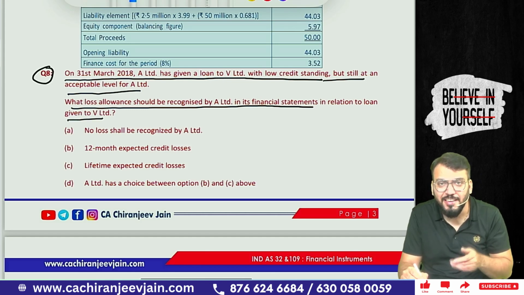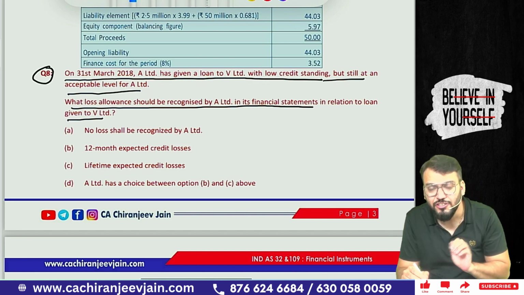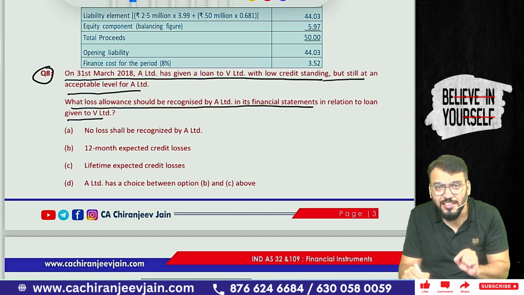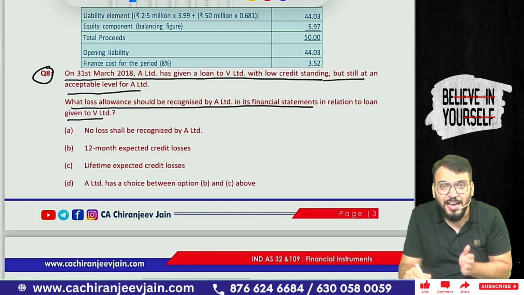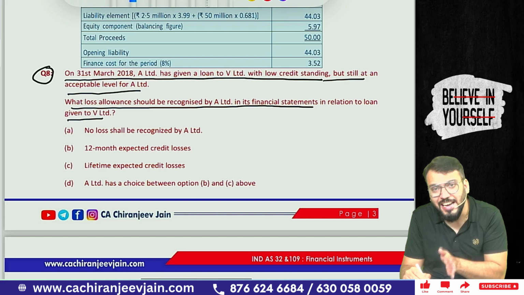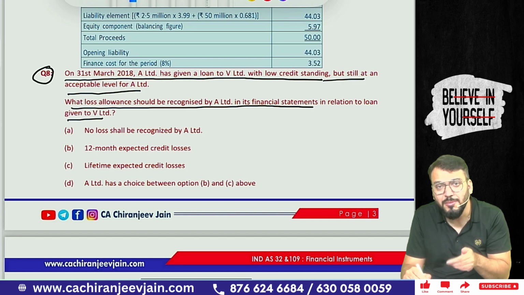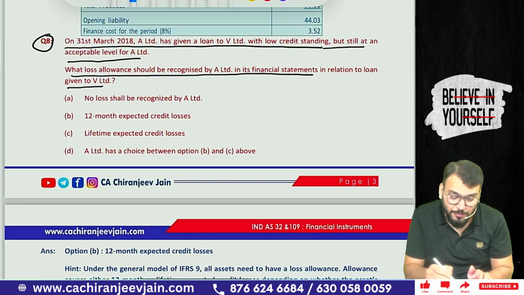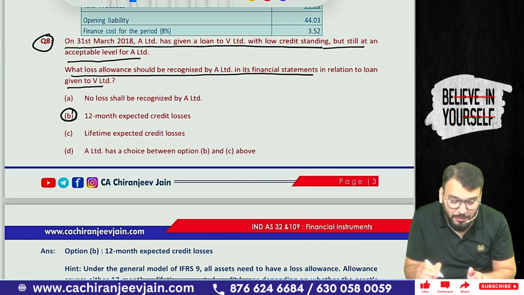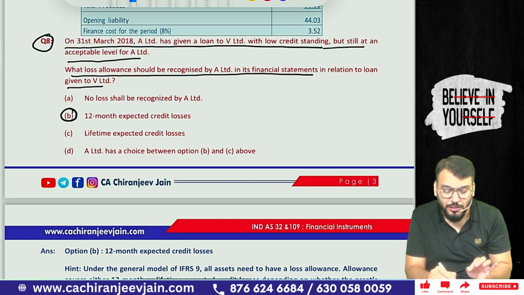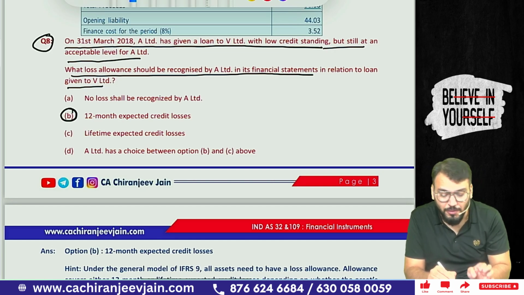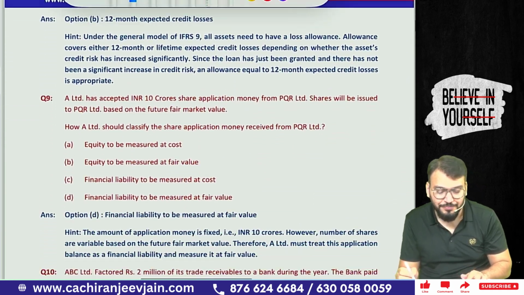In this case, the credit risk has not increased since initial recognition. And whenever credit risk has not increased since initial recognition, then we are in the first stage of impairment. So in the first stage we always measure at 12-month ECL. However, in the second stage and third stage, if you remember, we measure at lifetime ECL. So in this case, because we are in the first stage, option number B will be correct. Means either it will be B or C. First stage B, second and third it will be what? C. Got this point? Good question. Option number B will be correct.